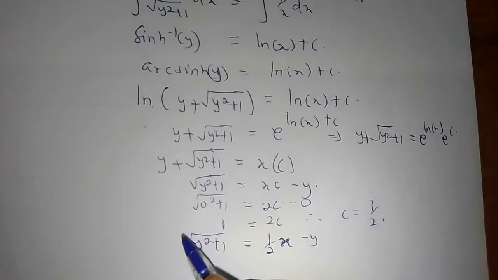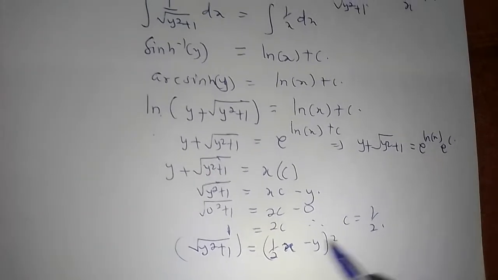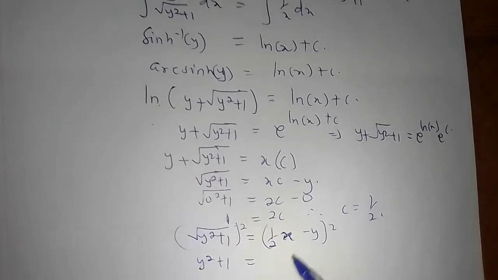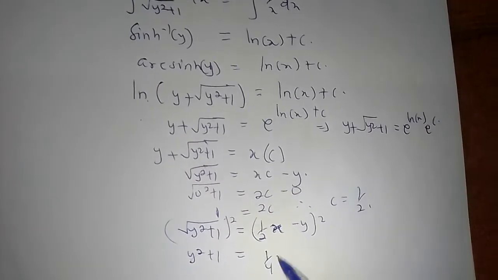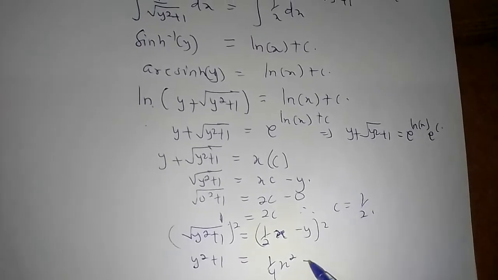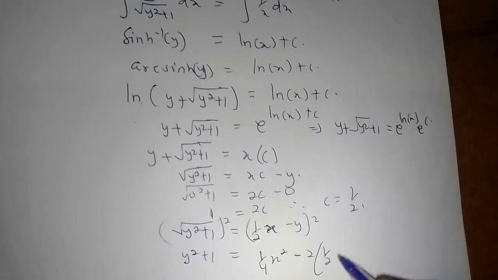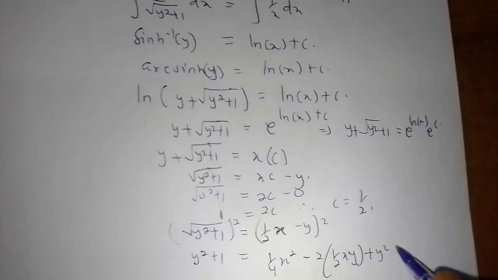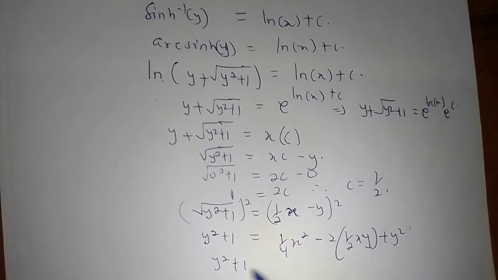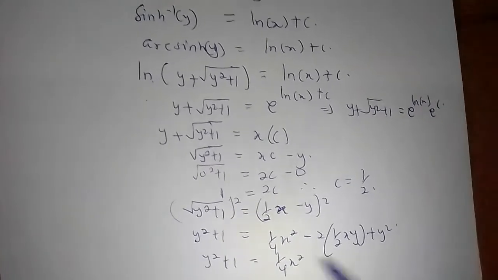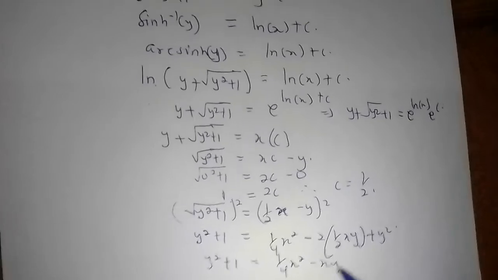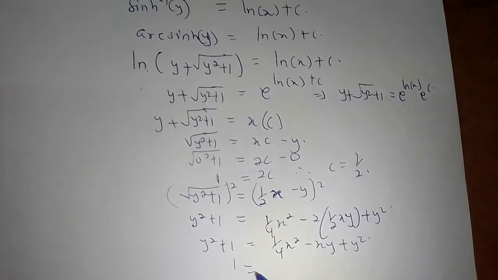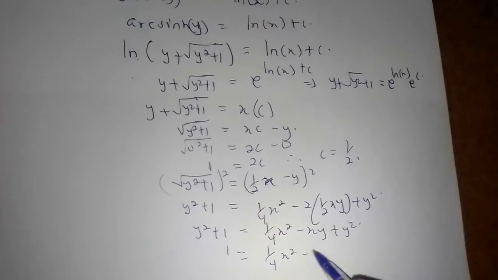So at this point, I can make y the subject by taking the square on both sides here. Simple algebra. So I'm going to get y squared plus 1 to be equal to, the square of this, I get 1 out of 4 x squared minus 2 open bracket 1 out of 2 x y, then finally plus y squared. So I'm going to get y squared plus 1 is equal to 1 out of 4 x squared, minus xy plus y squared. Then the y squared will cancel this y squared, giving you 1 is equal to 1 out of 4 x squared minus xy.